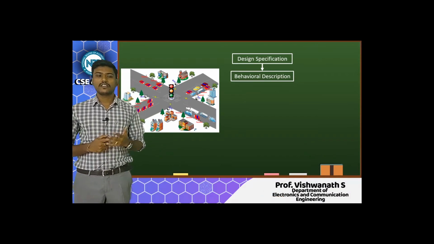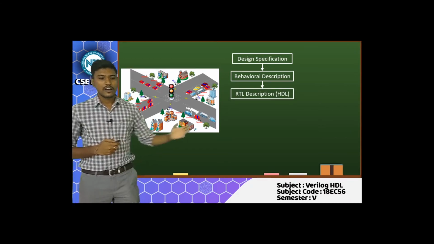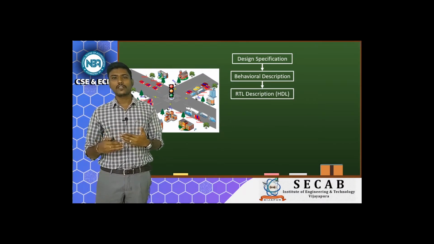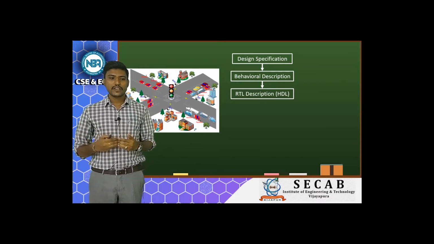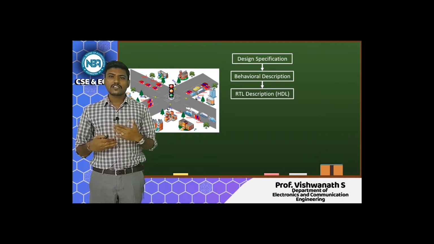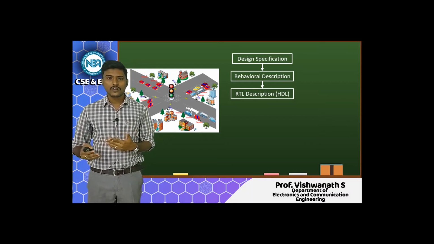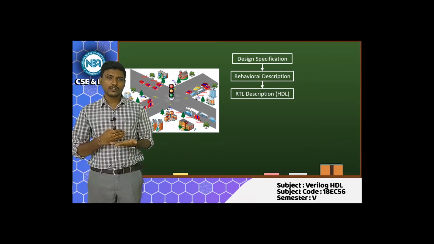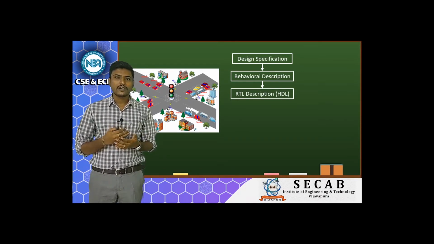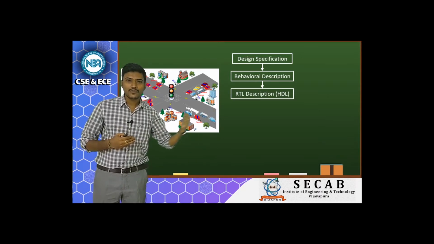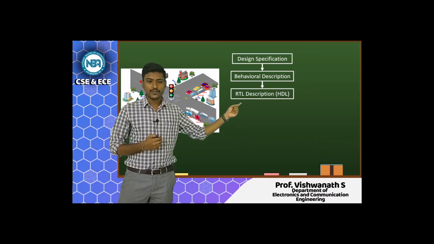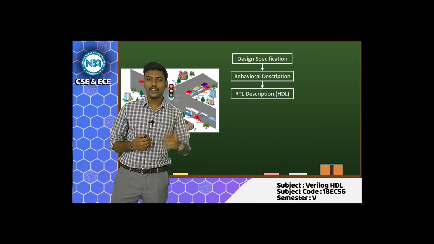Once the behavioral description is ready, then we need to go for what? RTL description. So once you know the behavior of the particular design, based on that behavior you are going to define what its inputs and outputs are. Depending on the input, what should I do when I get this particular input, and where should it reflect in terms of output? All these things will be taken care of in the RTL description. That is going to be your HDL.